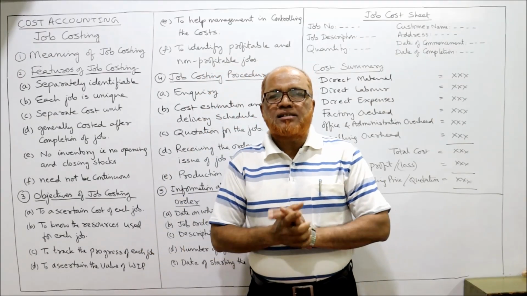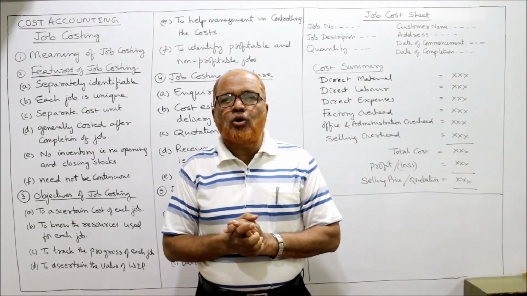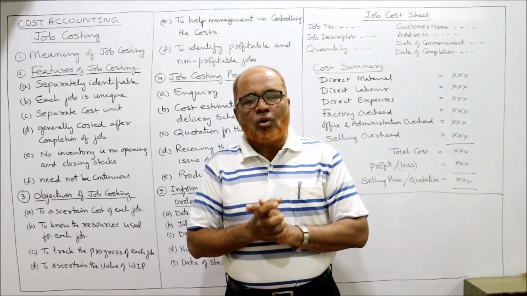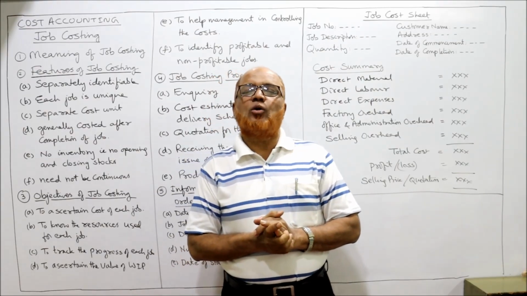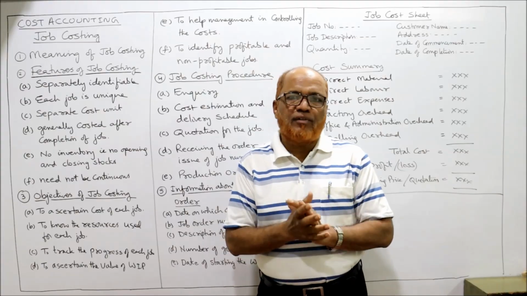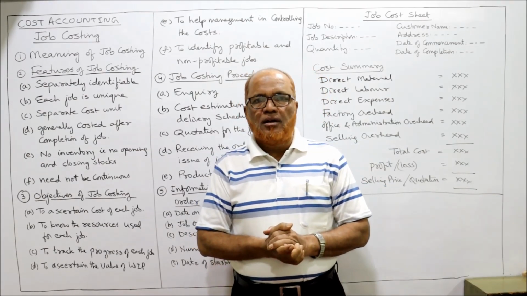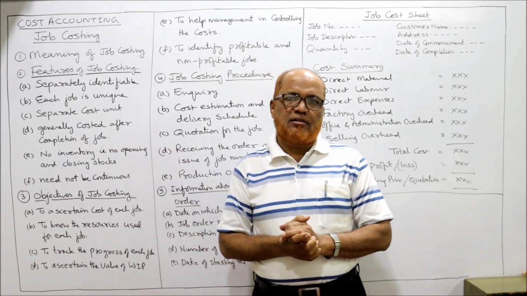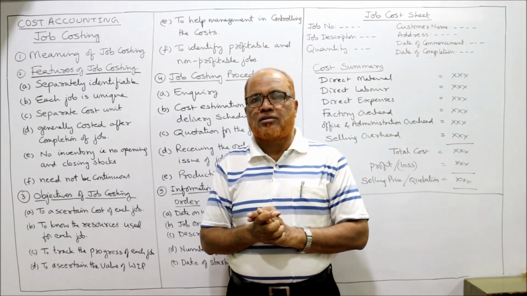So presently we are discussing the subject cost accounting. Already we have completed one topic, that is unit and output costing. Hope the viewers have already watched the chapter unit and output costing. In the first video I've explained the industries where unit and output costing will be applied, and how to make the cost statement or cost sheet for a particular period in order to find out the total cost of production and also cost per unit.